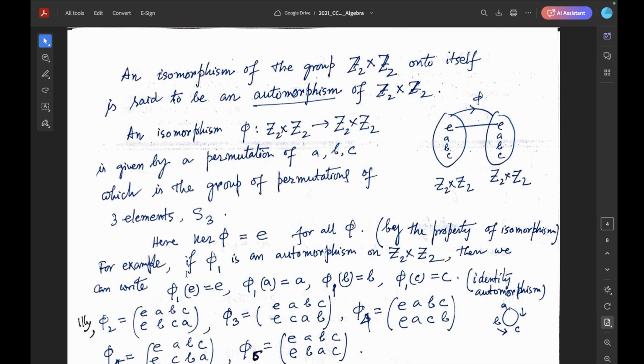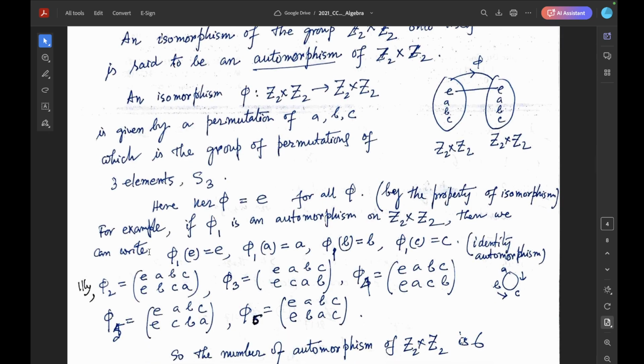For example, if phi 1 is an automorphism on Z2 cross Z2, then we can write phi 1 of E equals E, phi 1 of A equals A, phi 1 of B equals B, phi 1 of C equals C. Actually, this is the identity automorphism on Z2 cross Z2. Similarly, we can find other automorphisms phi 2, that is E A B C, the domain set, and this is the codomain set E B C A. Phi 3 is this, phi 4 is this, phi 5 is this, and phi 6 is this.